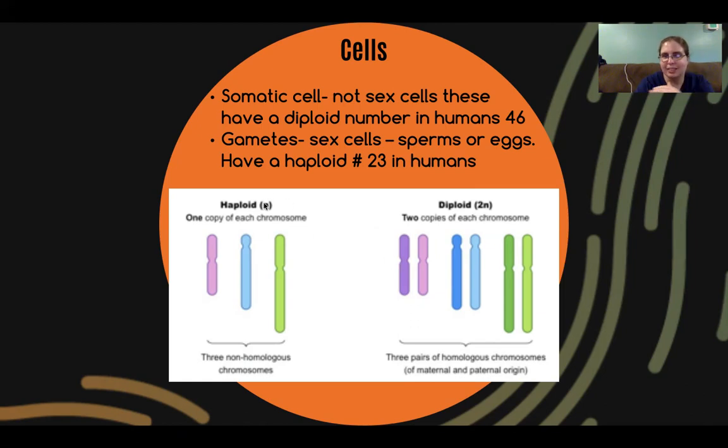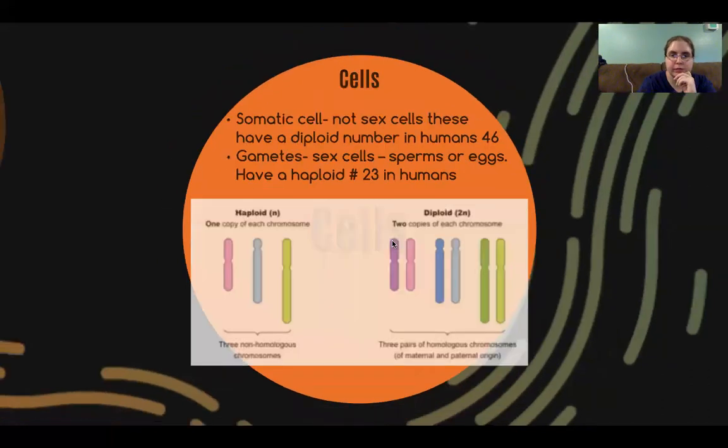Haploid is just N because there are no pairs. So we have this chromosome, this chromosome, this chromosome. No pairs, just 1 copy of each one. 1, 2, 3. That was our N number. And if you remember, that was our N number over here too. So this has half of these. Notice we see this one, the blue one, and the green one. They don't have the pairs anymore.